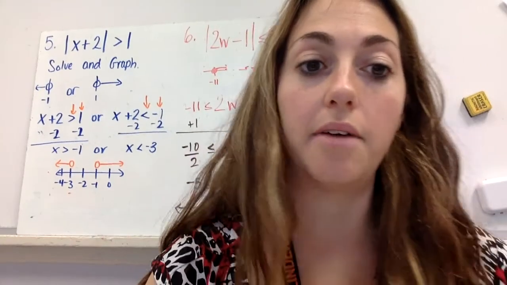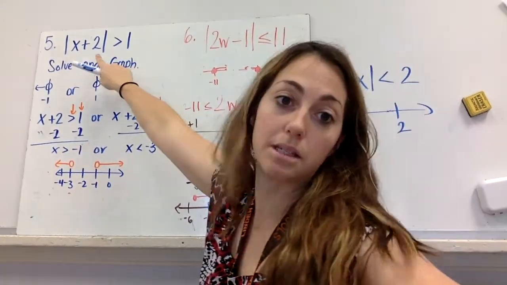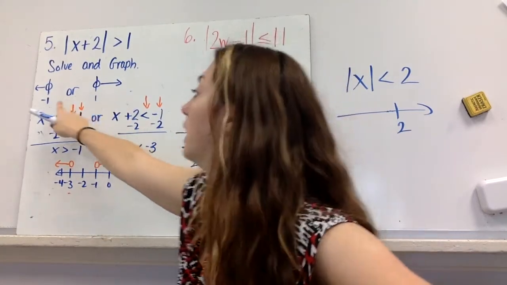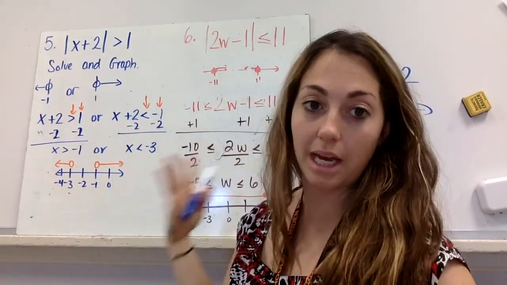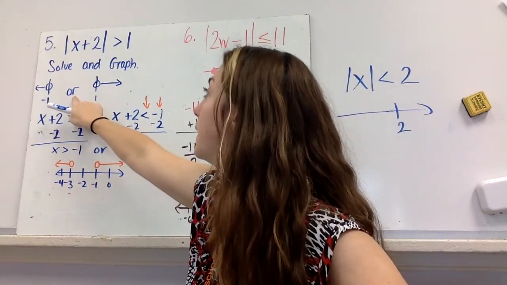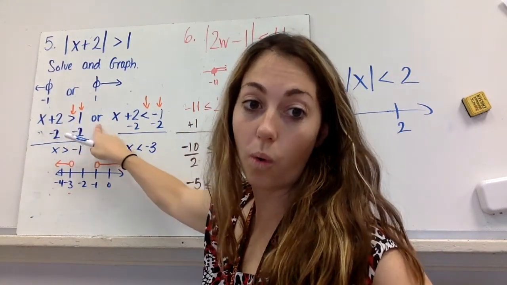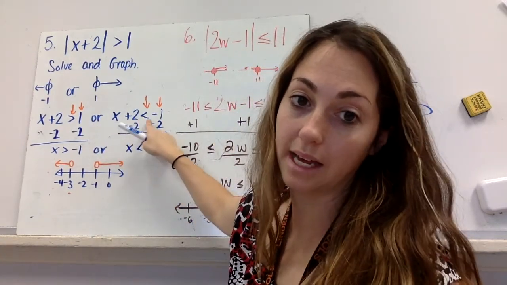So I now have the absolute value of x plus 2 is greater than 1. Greater than 1, less than -1. That's my hint that it's an or scenario. So I have x plus 2 is greater than 1, or x plus 2 is less than -1.